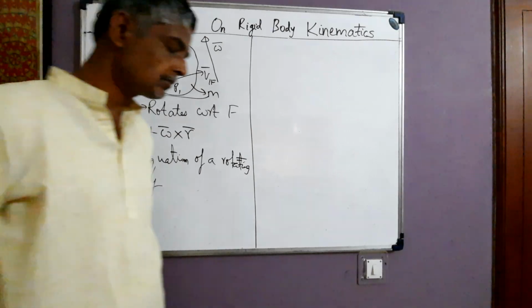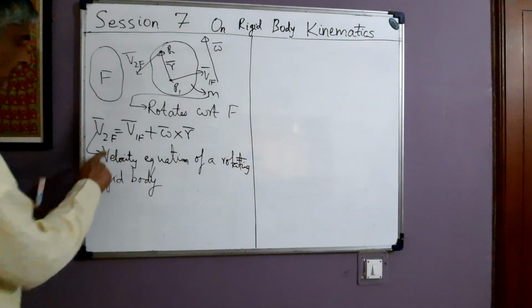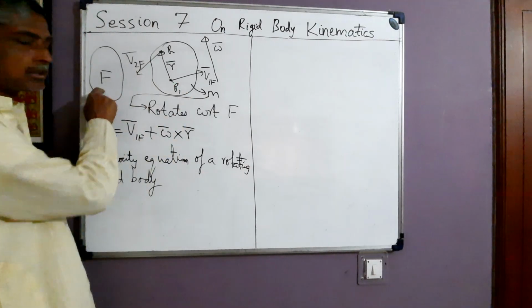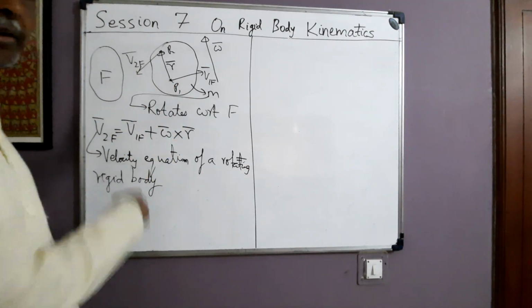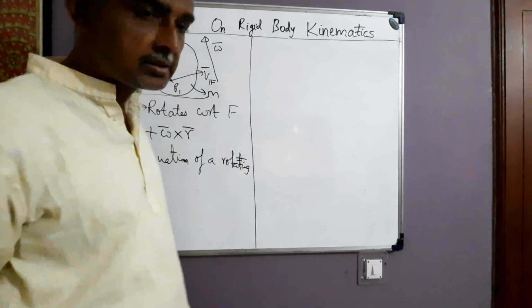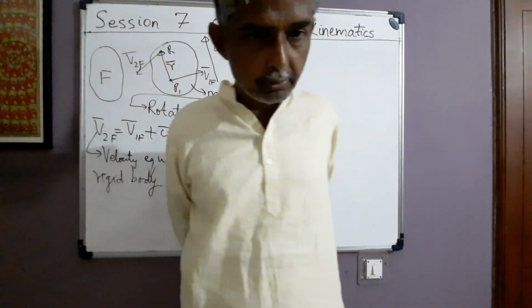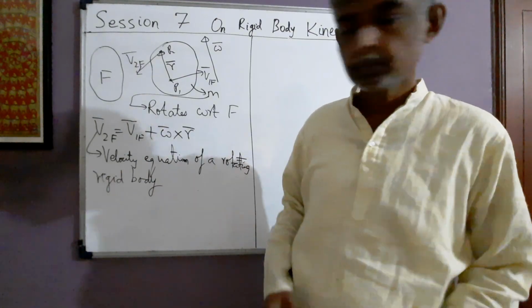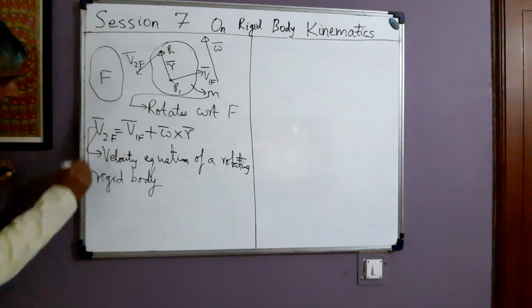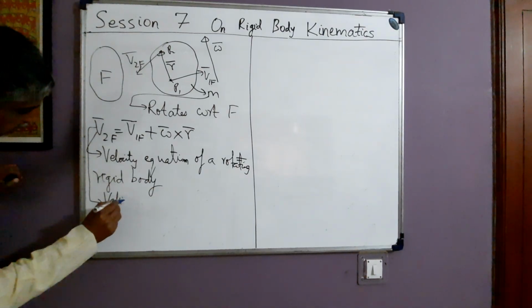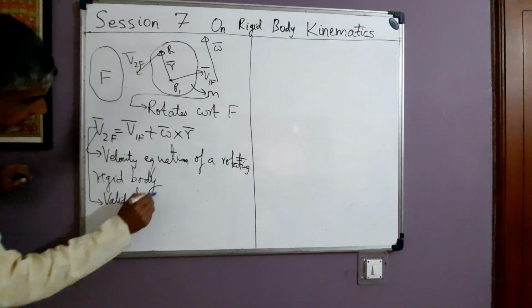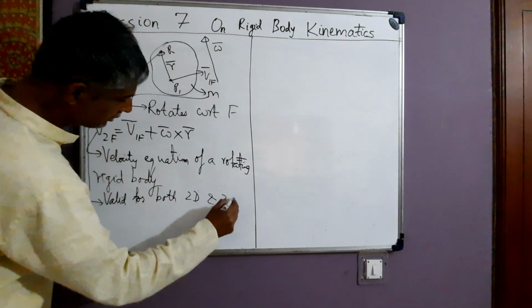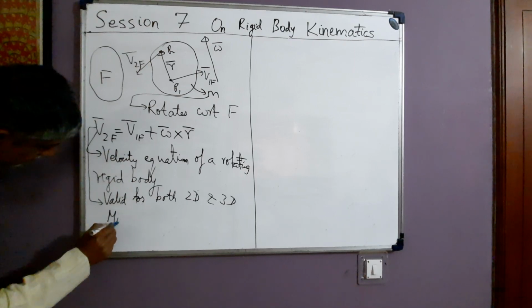One more thing should be noted. This equation is a general relation. It is valid both for 2D and 3D rotation of M with respect to F. It is valid for 2D rotation, that is plane rotation, as well as 3D motion of M with respect to F. In both cases this velocity equation is valid.